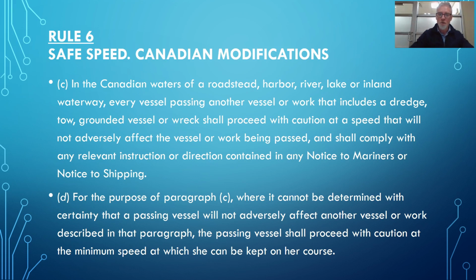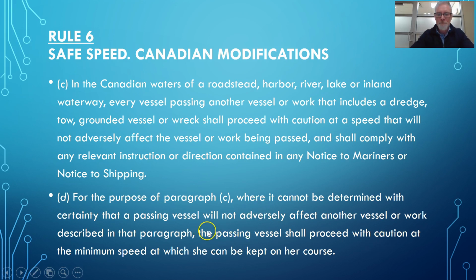Okay, so you shall proceed with caution at a speed that will not adversely affect the vessel or work being passed. It goes on to say, for the purpose of paragraph C, when it cannot be determined with certainty that a passing vessel will not affect another vessel or work described in that paragraph, the passing vessel shall proceed with caution at a minimum speed at which she can be kept on course.